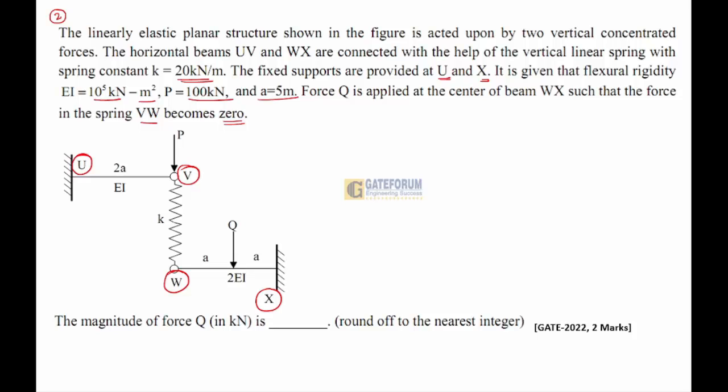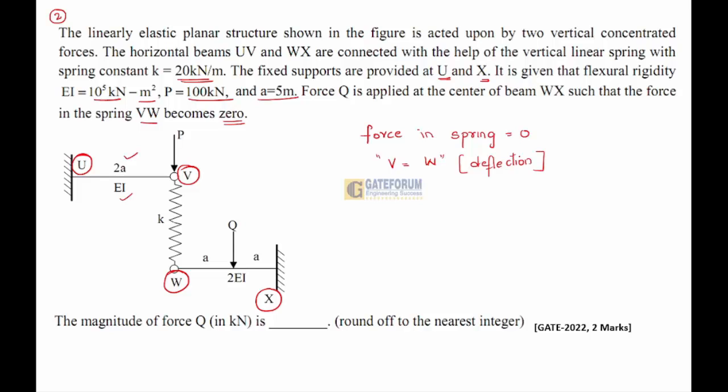So he has given you this question, and in the diagram the distance 2a between U and V has flexural rigidity EI, and a and a, that is again 2a between W and X, and the flexural rigidity is also 2EI. If the force in the spring is 0, then there will be no deformation in the spring, that is, deflection at the point V will be equal to deflection at point W.